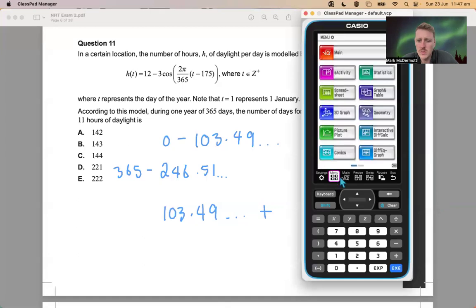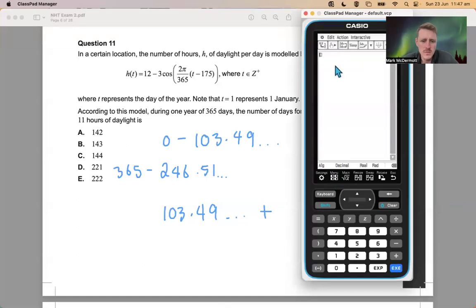If we go menu, main, okay, so 100, and this is where it's tricky because you need to take, look at how close the answers are together. You can be off by a little bit. So 103.49 plus 365 minus 246.51 is 221.98.